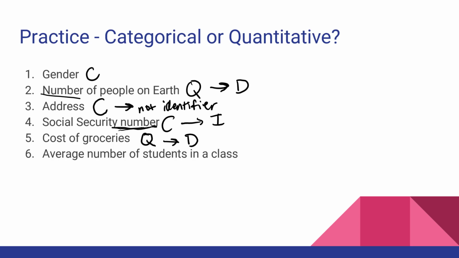Last one is average number of students in a class. This word average here should immediately set off alarm bells, because I said before, as soon as you see the word average, you should know that it has to be quantitative and then continuous.